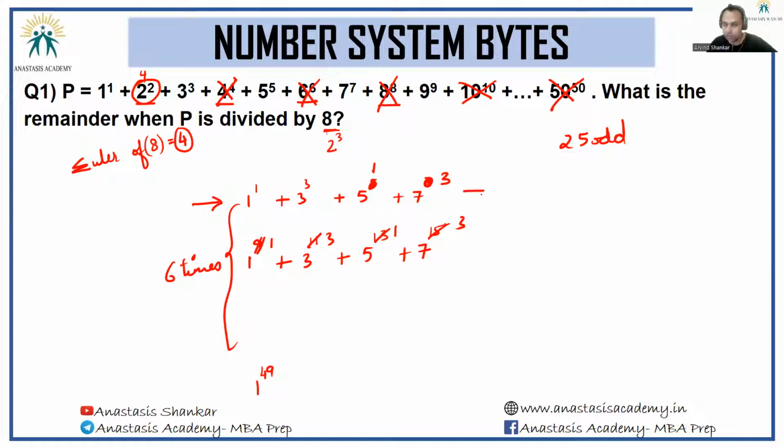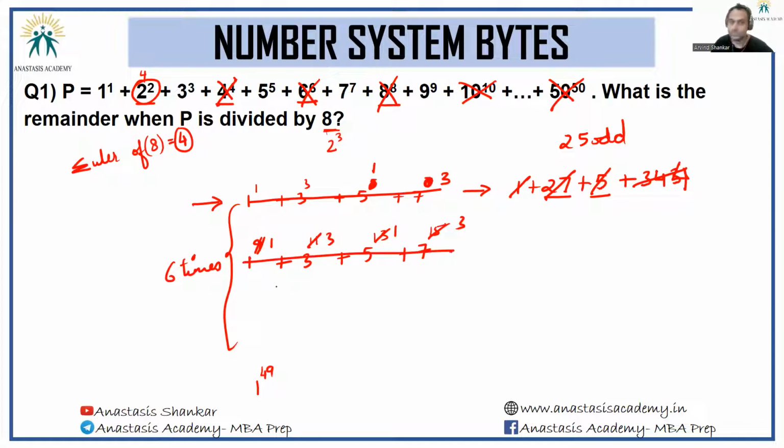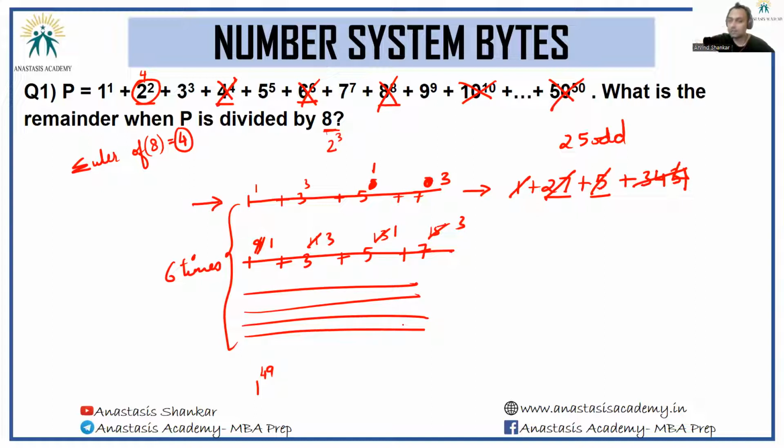Now for this one grouping, let's see what the remainder is. I get 1 plus 27 plus 5 plus 343. 27 plus 5 is 32, so out. And 343 plus 1 is 344, which is nothing but 320 plus 24. So this is also divisible by 8. This entire group is divisible by 8. Every group that gets created will be divisible by 8. So we can leave it alone.